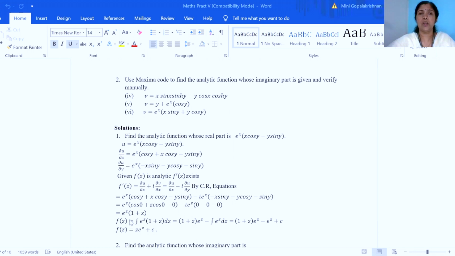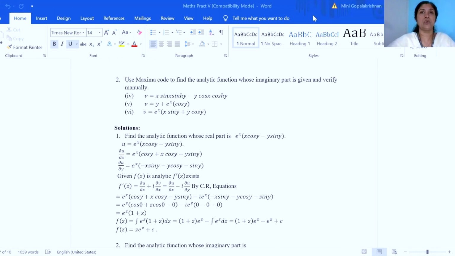Now, on integrating this term with respect to z, we get f of z. So for f of z, we apply integration by parts, where we choose 1 plus z as the first function and e raised to z as the second function. We integrate and we get 3 terms. In the 3 terms, the first term e raised to z and the third term minus e raised to z will get cancelled. So we end up getting f of z is equal to z e raised to z plus c. So this is how we find the analytic functions using the Milne-Thomson method.